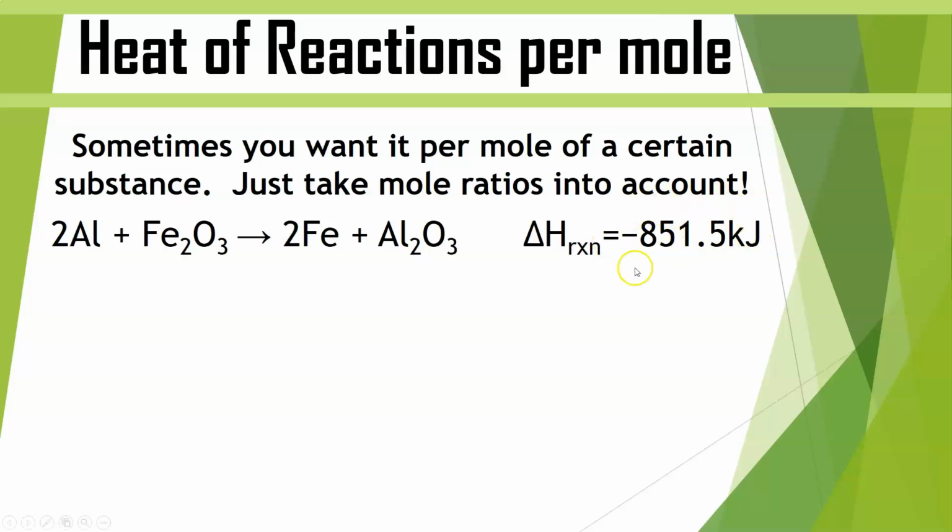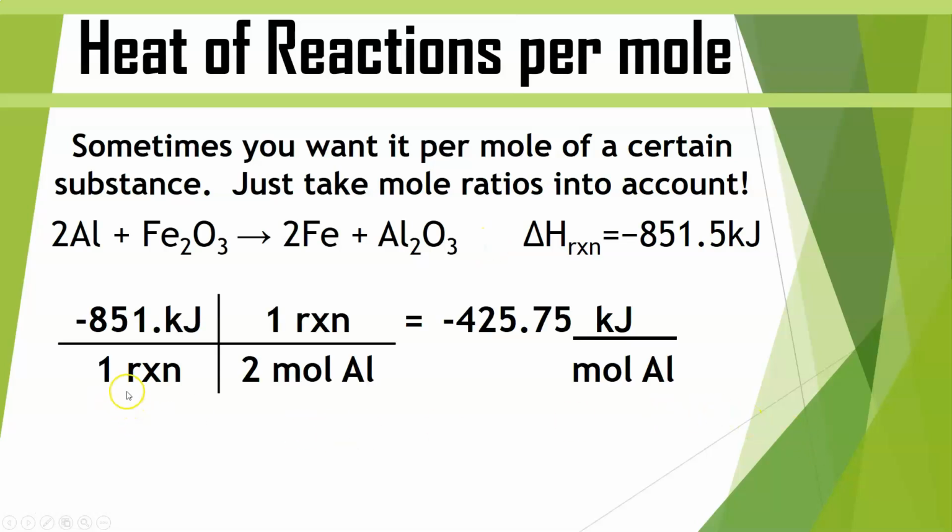Well, this is the kilojoules per 1 reaction, the way it's written. So what we would do is we would say, okay, there's negative 851, so it should be negative 425.5 kilojoules per reaction. And 1 reaction worth has 2 moles of aluminum. So if we only had 1 mole of aluminum, this is the amount of energy that would be released.